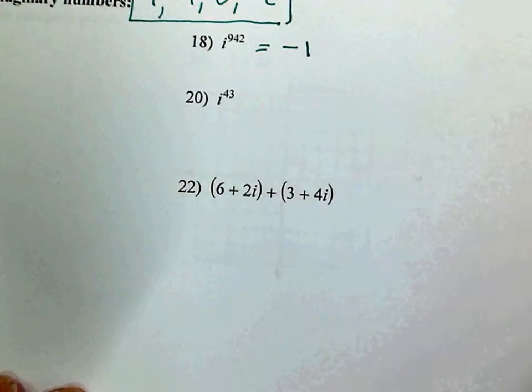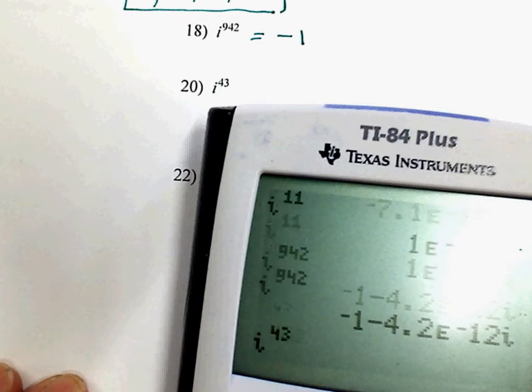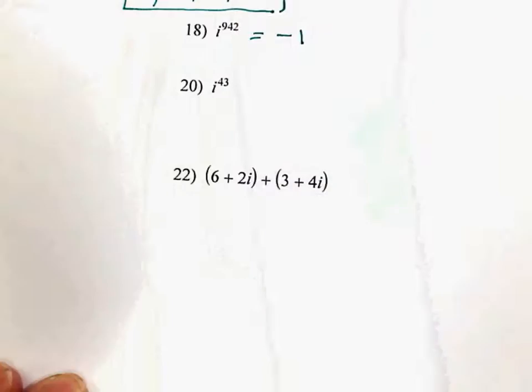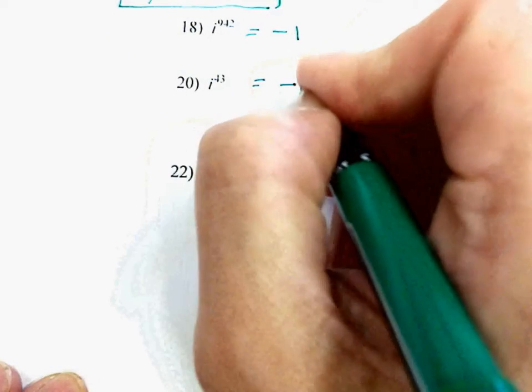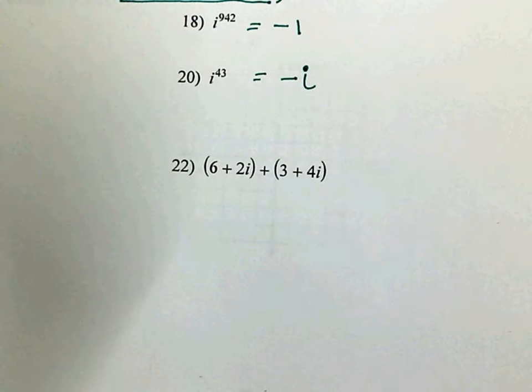Okay? Number 20, second i raised to the 43. What is that one? -i. Tricky. She thought it was going to be 1. You did too? Nope, nope.